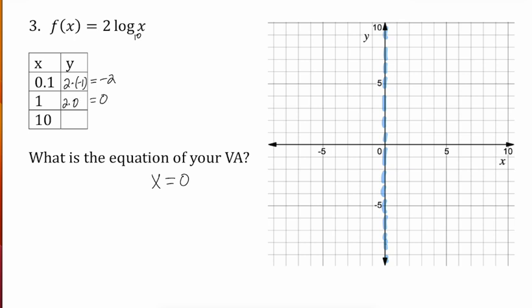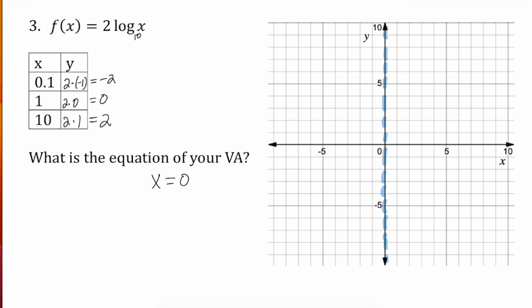And then our last one, we're plugging in 10. So this part is really saying, what power do I put on a 10 to keep it a 10? 1, right? So this is 1. So this is 2 times 1, or 2. So now we have our points that are ready to plot, okay?